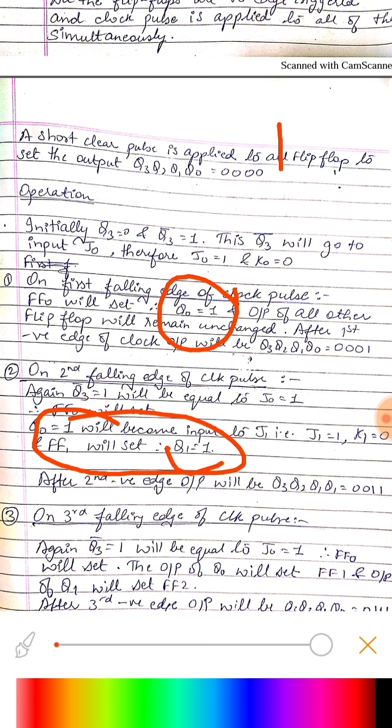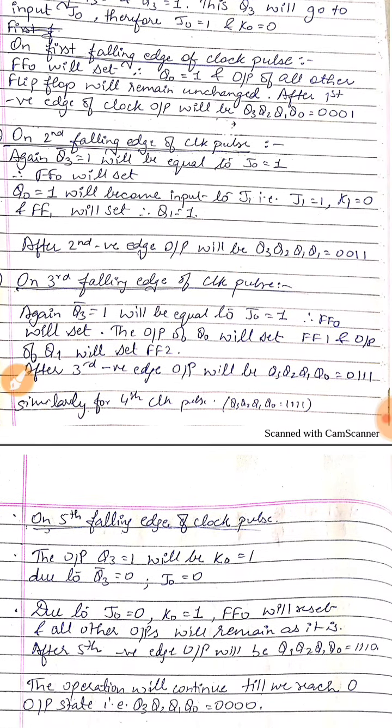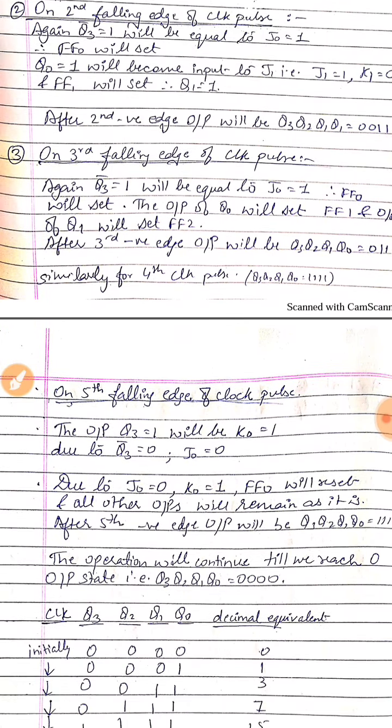So what would we get? 1 1 0 0. On the next stage, what would happen? 1 1 1 0. On the last, fourth negative edge, what would happen? 1 1 1 1. So this is how it will work.